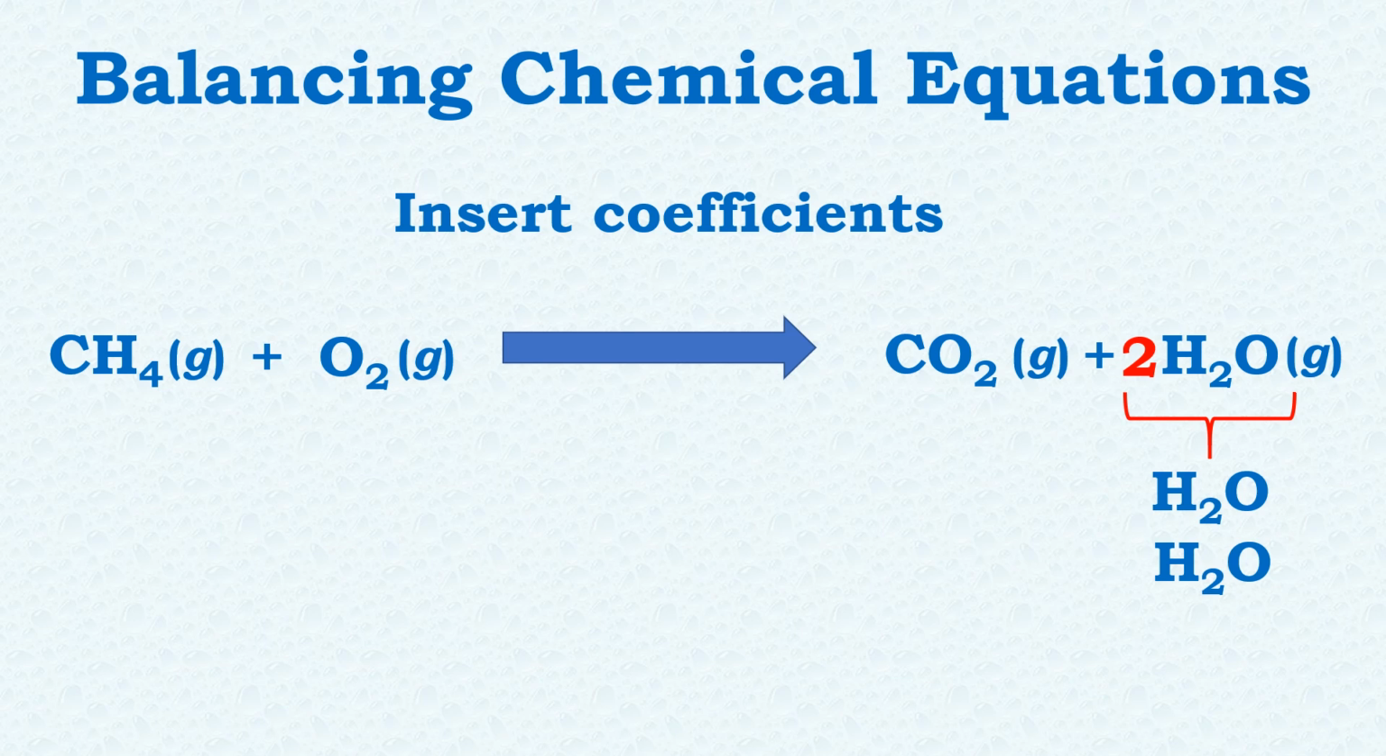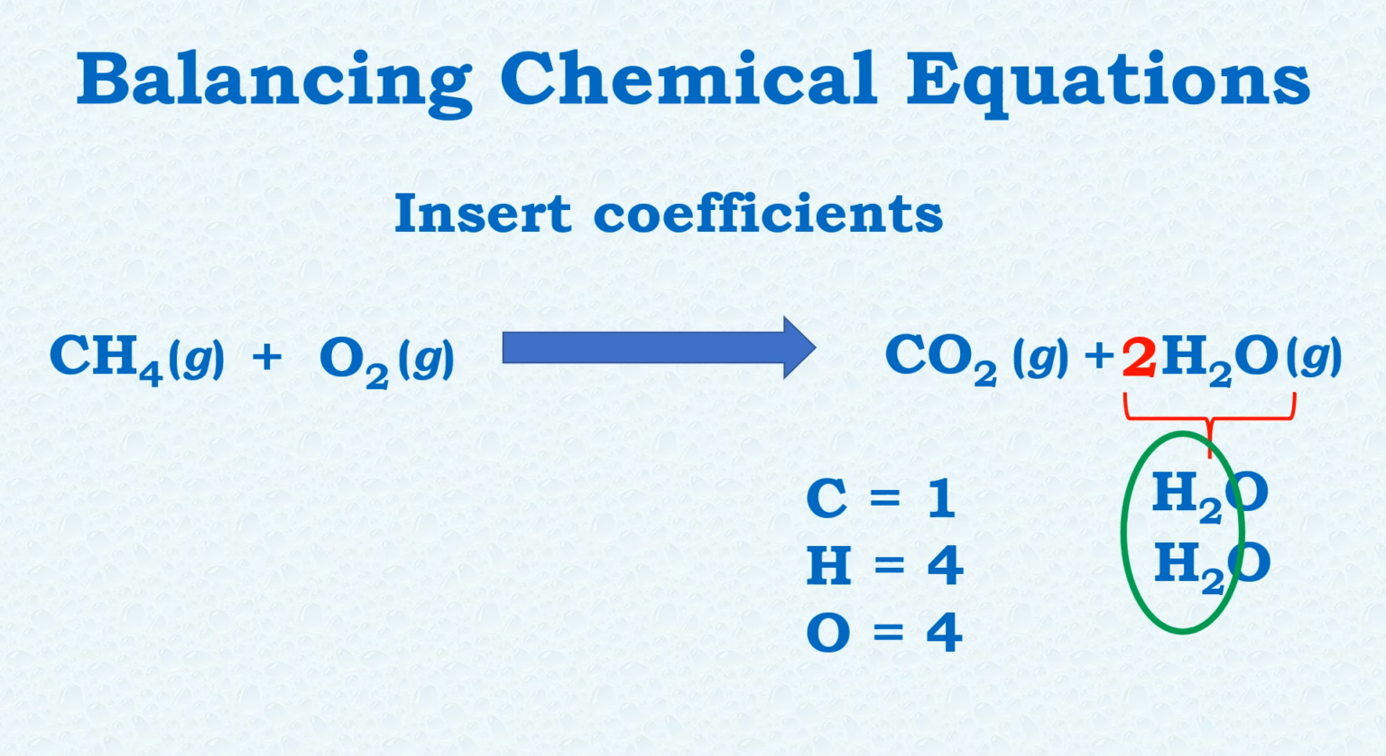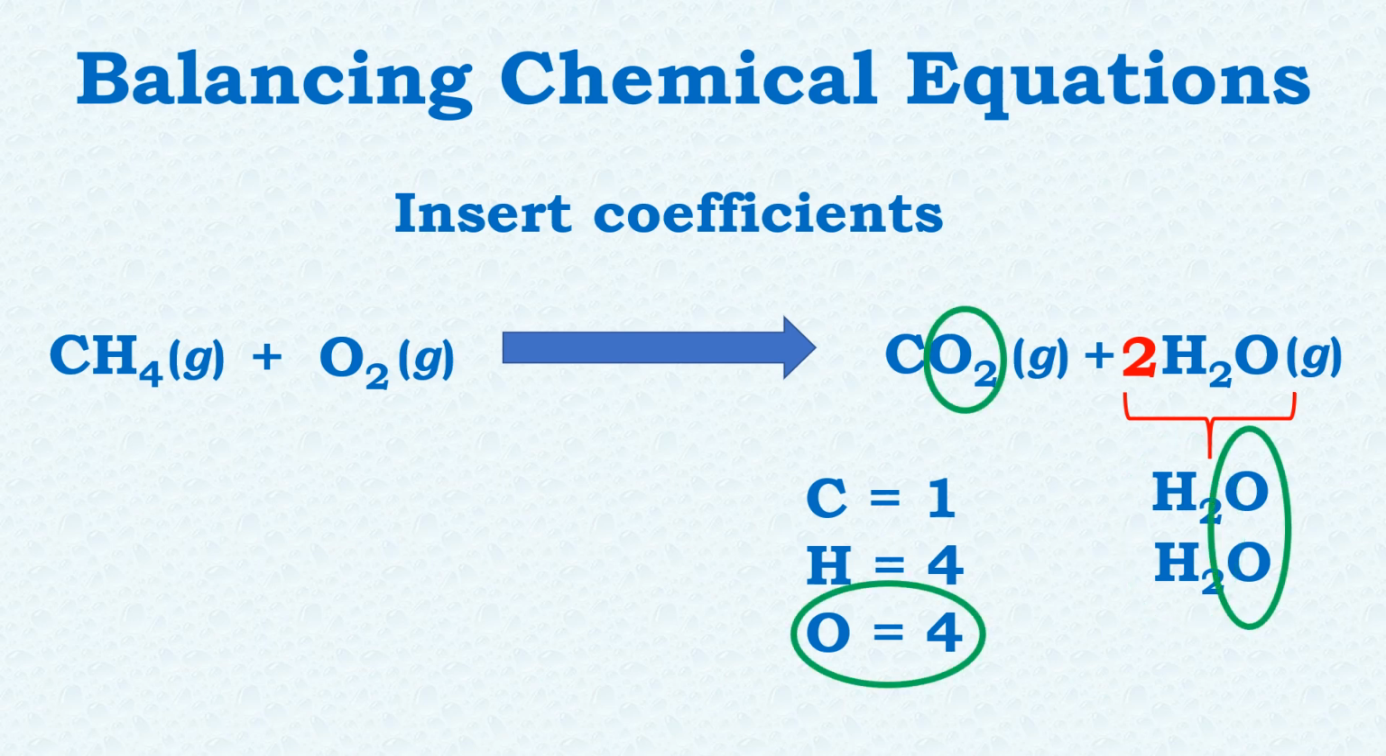In terms of counting moles, we can say that there are 4 moles of hydrogen present on the product side. Notice how the moles of oxygen have been changed as well. There are now 4 moles of oxygen on the product side. We'll need to balance the moles of oxygen next. We can balance the moles of oxygen on the reactant side by inserting a coefficient of 2 in front of the oxygen.